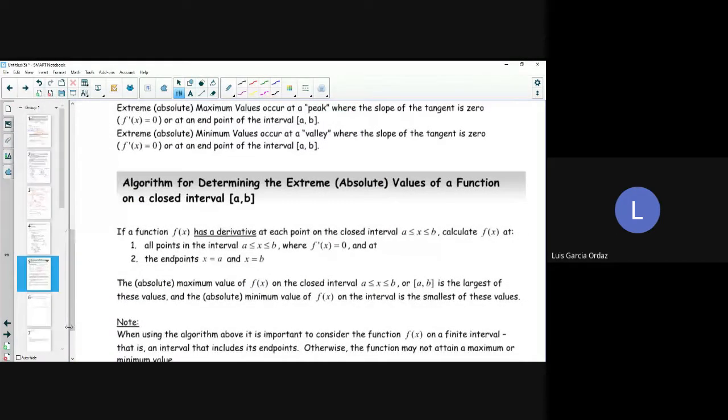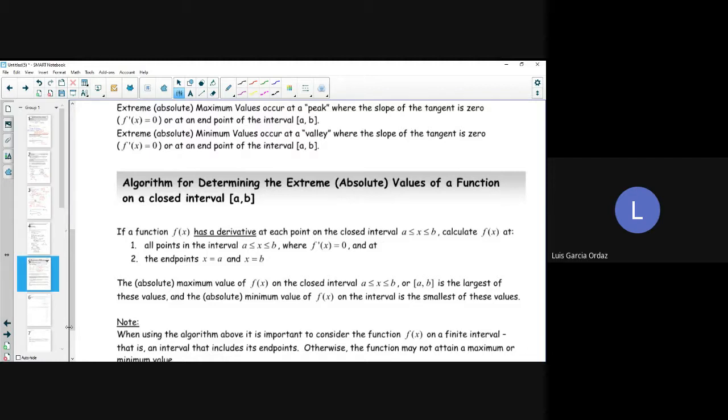An extreme minimum or absolute minimum occurs at a valley where the slope of the tangent is 0, or at an endpoint of the interval [a, b]. So your absolute minimum can be at the end of a curve, depending on where the curve starts and ends. So now there's an algorithm for determining the absolute maxes or mins of a function on a closed interval [a, b].